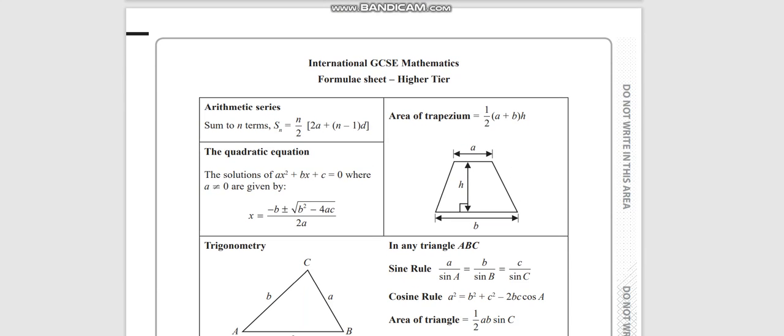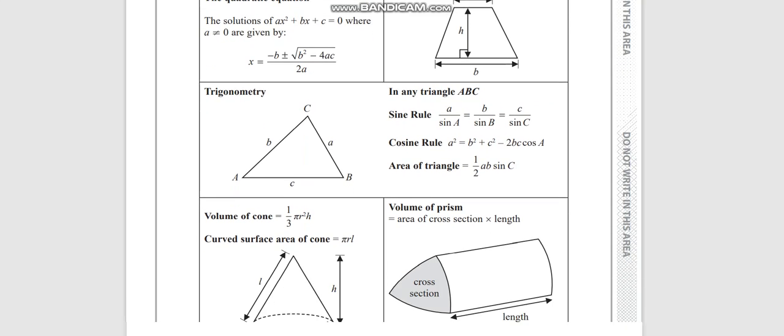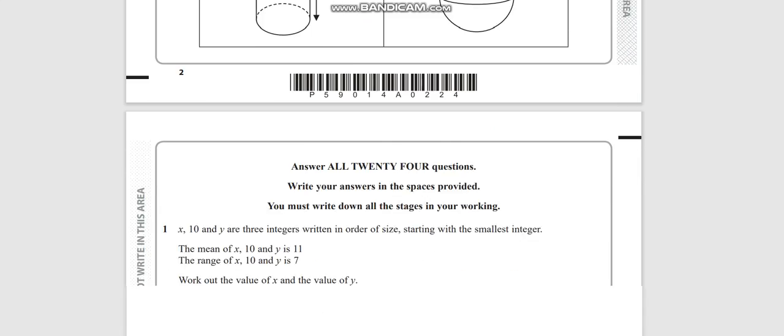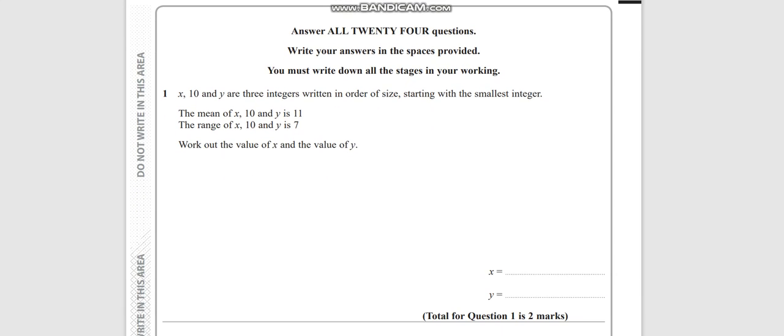So that's the formula sheet for the higher tier guys. We're using them. Now we are on to our very first question, and there are 24 questions they have given us. Write your answers in the space provided. You must write down all the stages in your work. So x, 10 and y are three integers written in order of size, starting with the smallest integer.